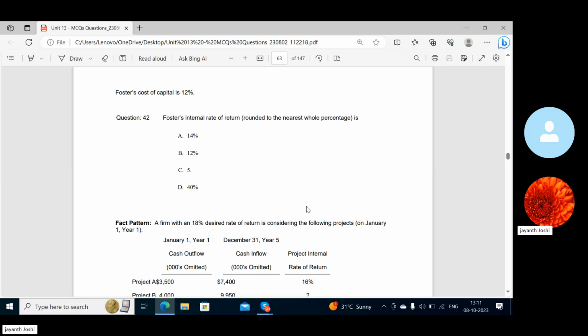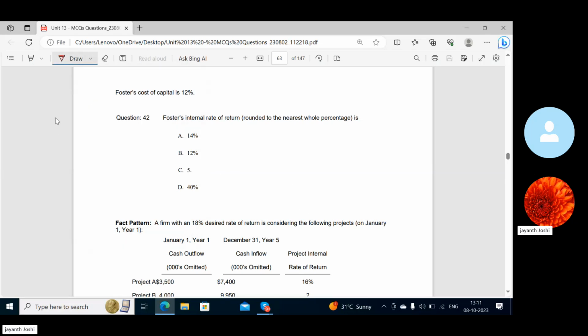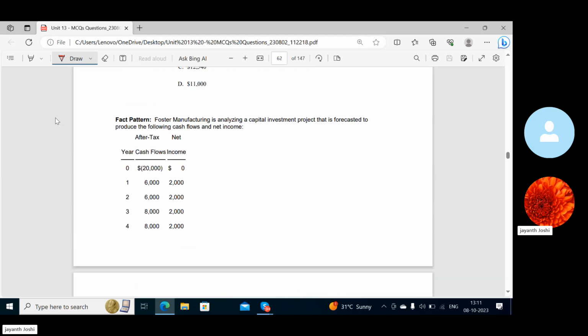Okay. So the next question is Foster's IRR, that's what they are asking. I think the data is here. So can you find out the IRR?